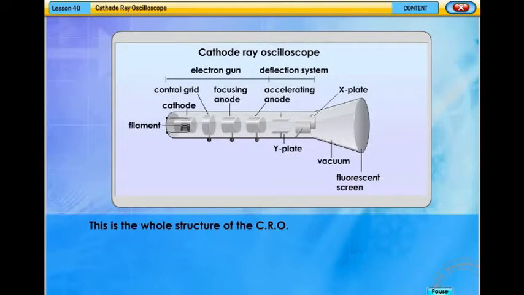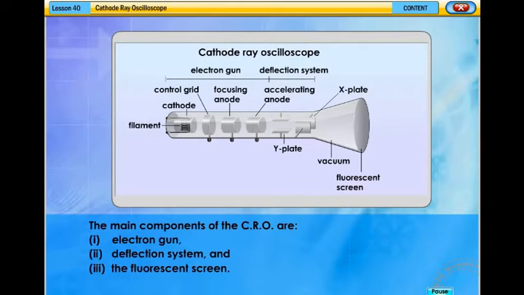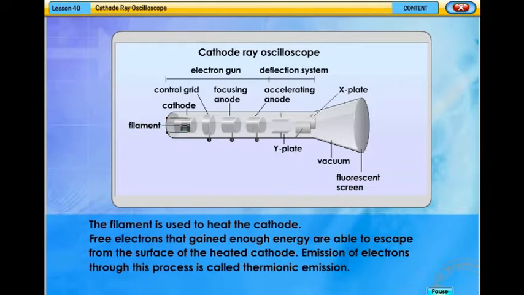This is the whole structure of the CRO. The main components of the CRO are: 1. Electron gun, 2. Deflection system, and 3. The fluorescent screen. The filament is used to heat the cathode. Free electrons that gained enough energy are able to escape from the surface of the heated cathode. Emission of electrons through this process is called thermionic emission.